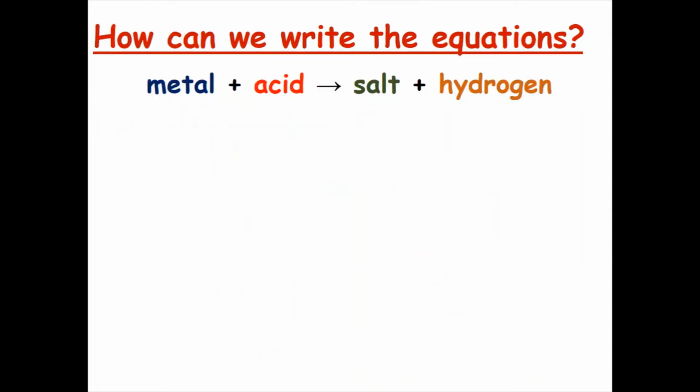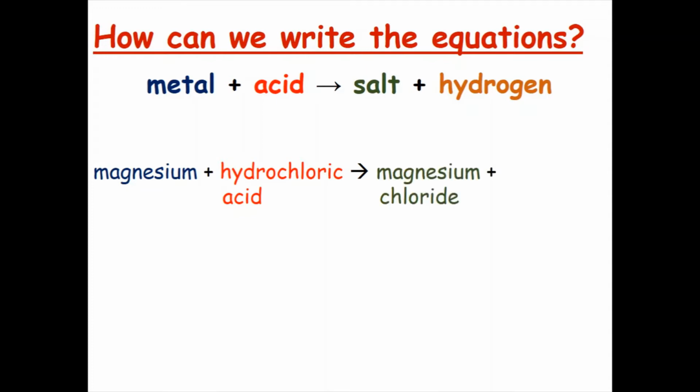Now we are going to look at how to write the word equations. As mentioned before, the general word equation is metal plus acid reacts to salt plus hydrogen. We are now going to look at a specific example. So we have magnesium, which is the metal, and hydrochloric acid, which is our acid. They react to a salt called magnesium chloride. Remember from before that hydrochloric acid always forms chlorides, and hydrogen.